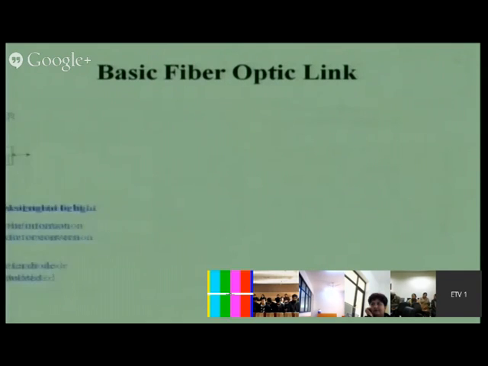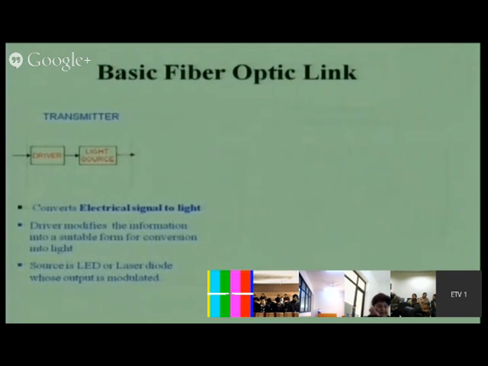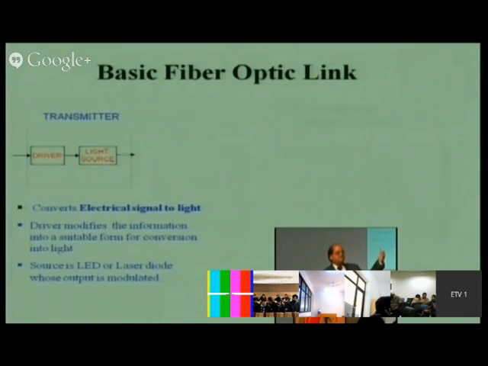So, a fiber optic link. We know that in any communication system, I need a transmitter where we have to modulate the information. So it comprises a transmitter which has a driver and the light source. This light source is an optical source. We have the electrical signal, and now this electrical signal will be converted to the optical signal. So it becomes an optical communication, and it converts the electrical signal to a light signal.